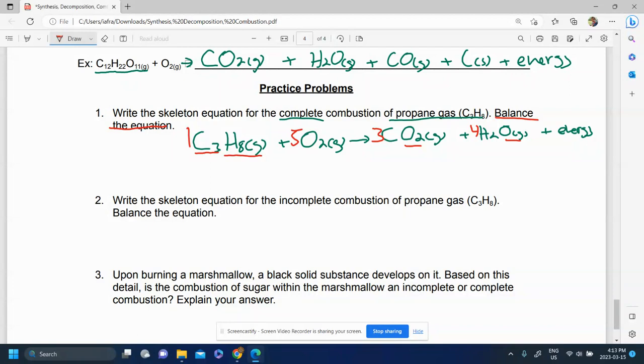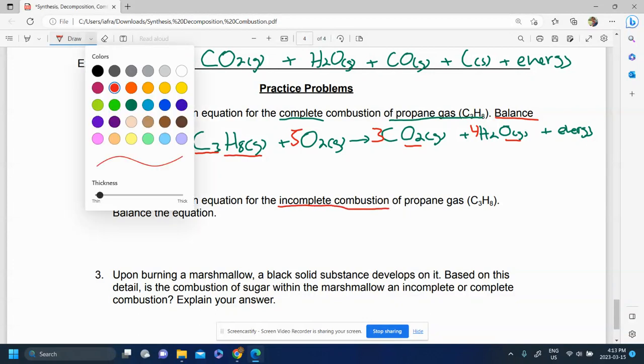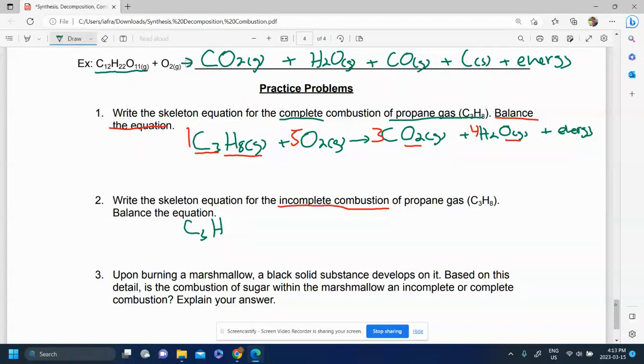All right. Now we're going to try the same thing, but this time it's going to be an incomplete combustion for propane. So let's try that out. Same initial setup. We have C3H8 gas plus O2 gas produces CO2 gas plus H2O gas plus carbon monoxide gas plus soot solid plus energy.